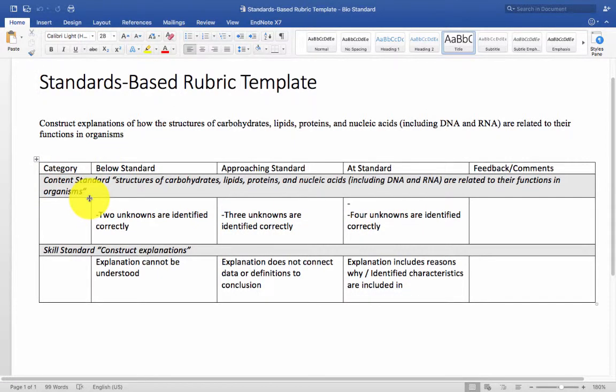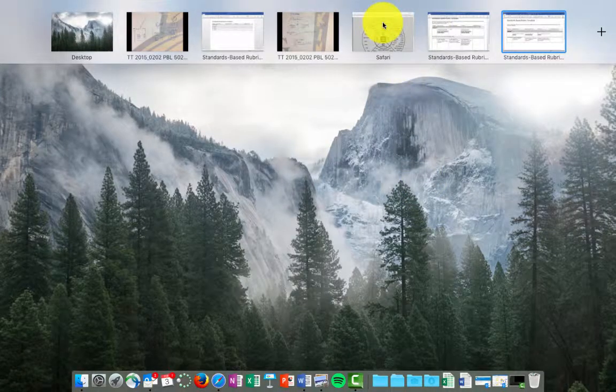Now, that lab alone, in just identifying the unmatched ones, this was a discussion that we had, doesn't cover the full standard if we just did this part. Students need to be able to go back and explain why they identified 2 or 3 or 4 of those unknowns and what characteristics led to that identification in that lab. So that is the quick version of creating a rubric.